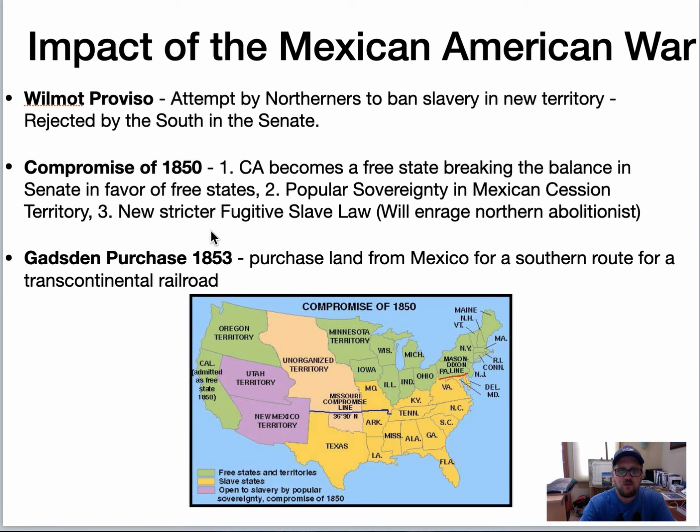And the biggest one, number three, will be a stricter new fugitive slave law, and this will enrage abolitionists in the North. We'll get to that in a few slides. Also, you will have this Gadsden Purchase that will be purchased right in the very southern part of Arizona to allow for a southern railway route to be looked into.